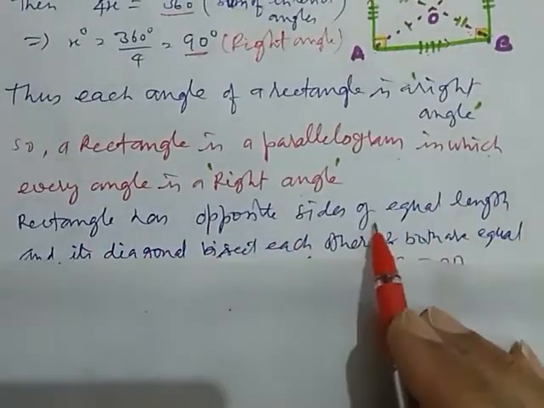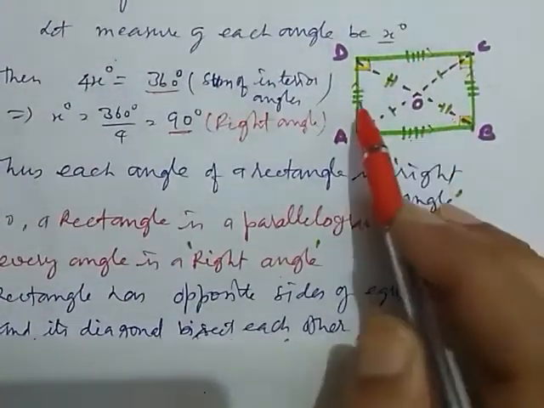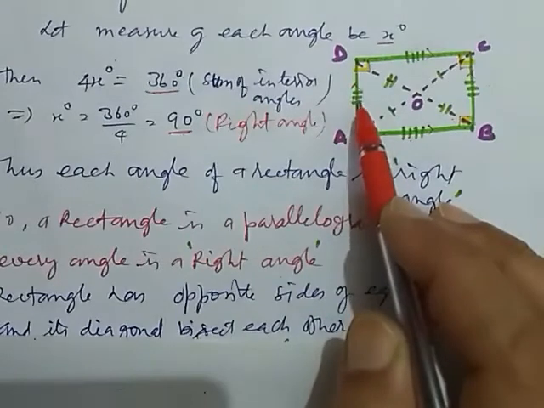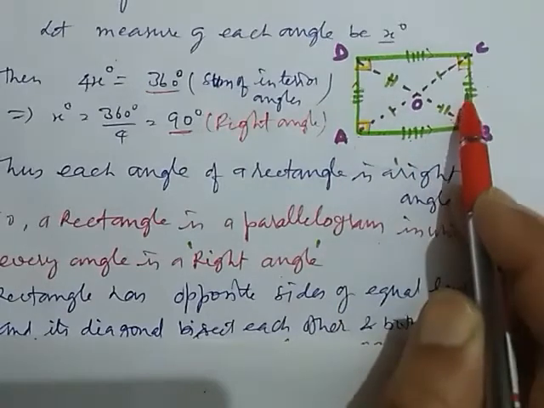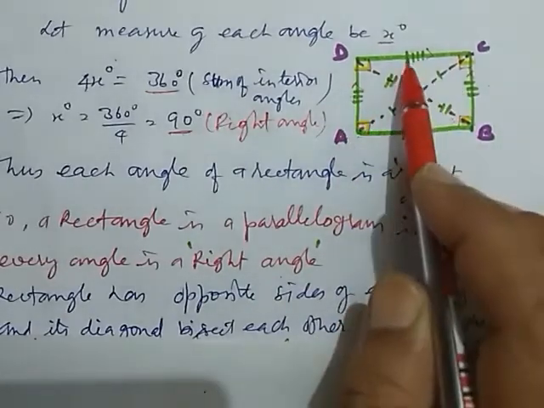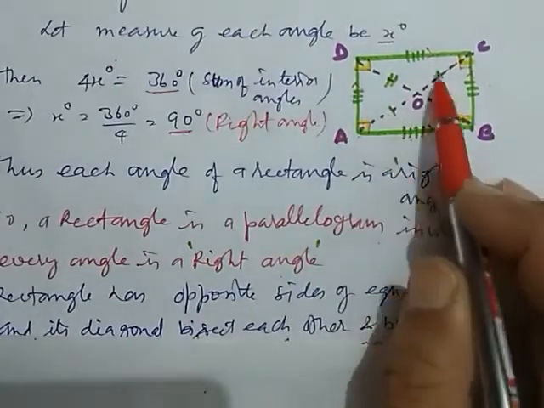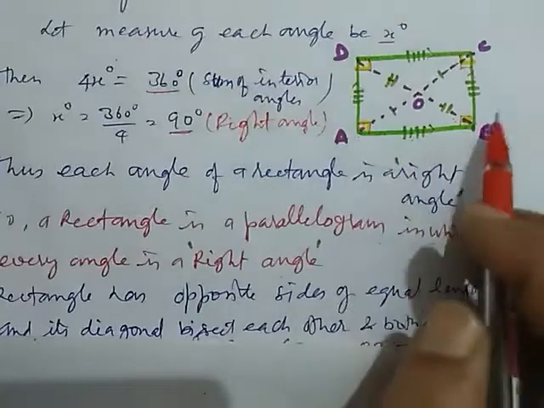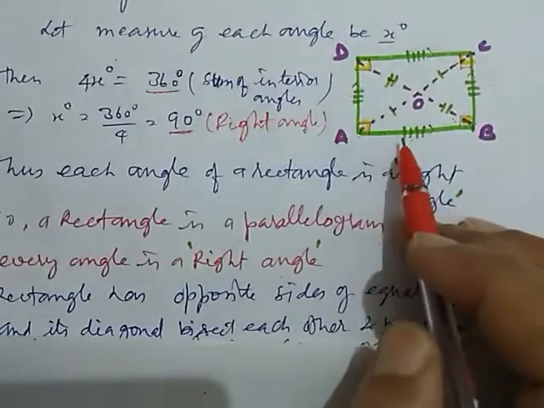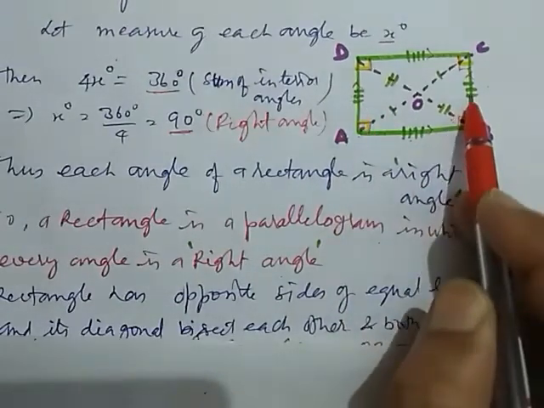Rectangle has opposite sides of equal length. Here we can see the rectangle has opposite sides of equal length. This is the marking. We mark the same marking on the sides which are equal. Here we mark 4 lines, here also 4 lines, here 3 lines, here 1 line. So this is also equal, this is also equal. This is the presentation, how we express something is equal. We put the same mark on equal things.